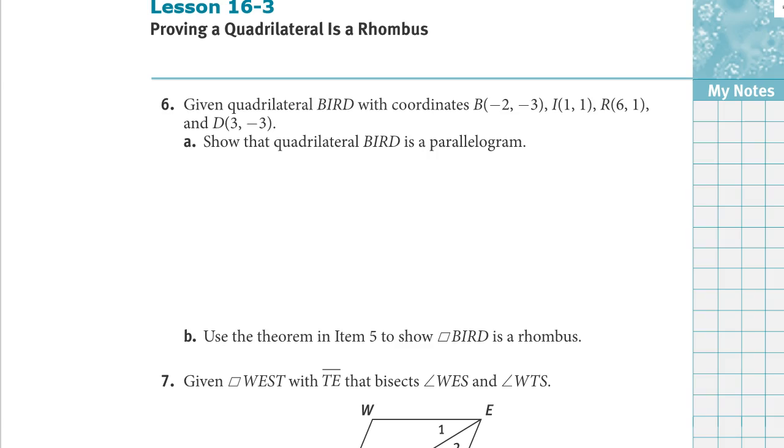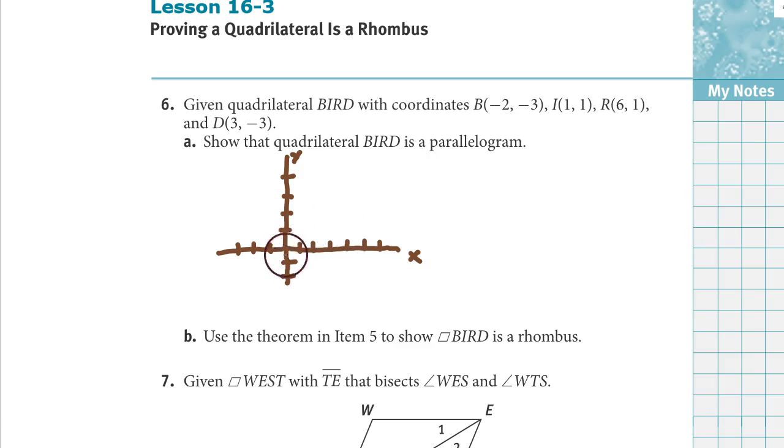Number 6 is an example problem. Given quadrilateral BIRD with coordinates B, I, R, and D, show that this is a parallelogram. So what we would do is graph these dots and check to see if it is a parallelogram. So I'm going to draw myself an X and Y axis, and then put some marks on here. Work from the center outward when you make the marks. Start at the center and work outward. That way it's a lot easier to make the space between the marks equal.